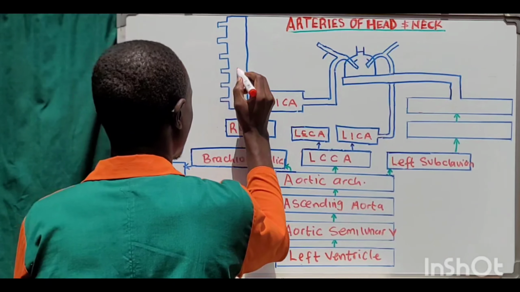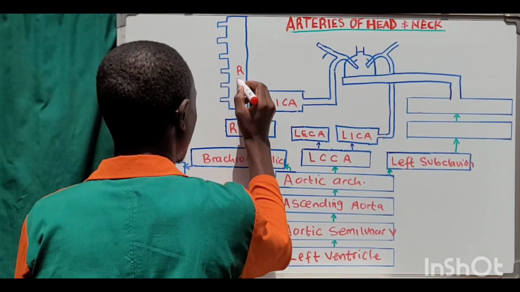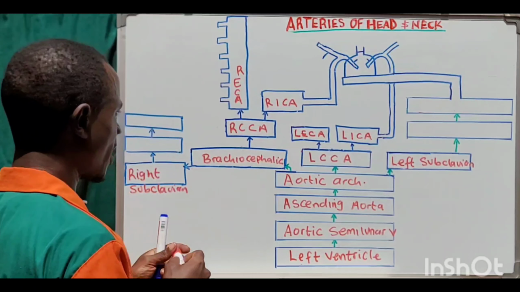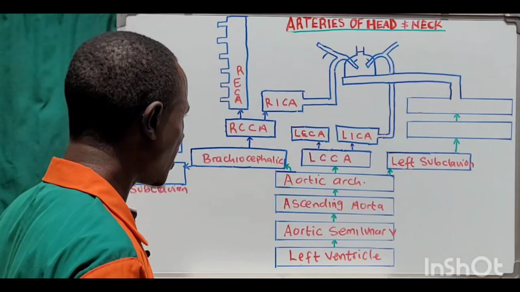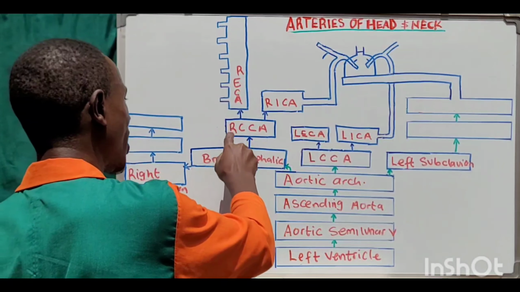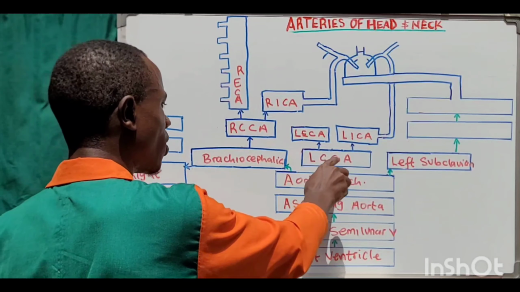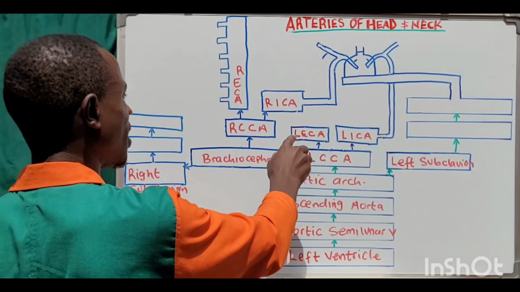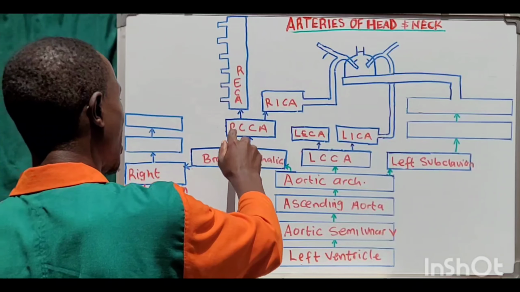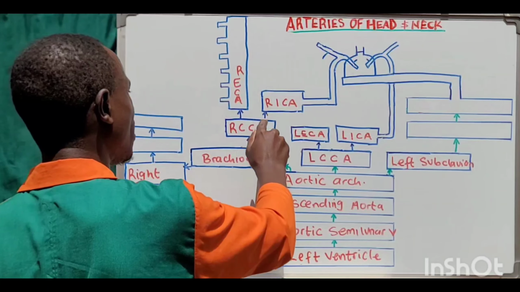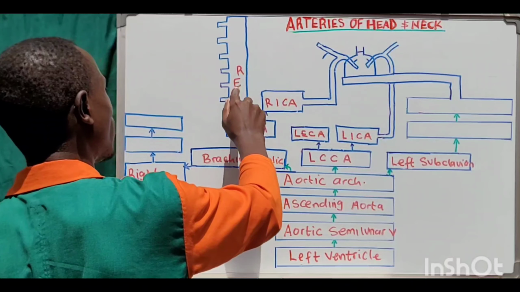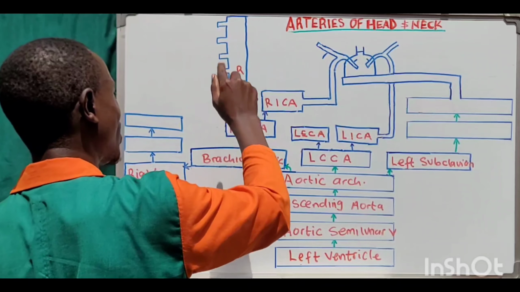Okay, it's going to be what we call the right external carotid artery. Okay, so now these are going to be the major branches of the left common carotid artery and the right common carotid artery. The left common carotid artery gives the left external carotid artery and the left internal carotid artery. And the right common carotid artery gives the right internal carotid artery and the right external carotid artery.